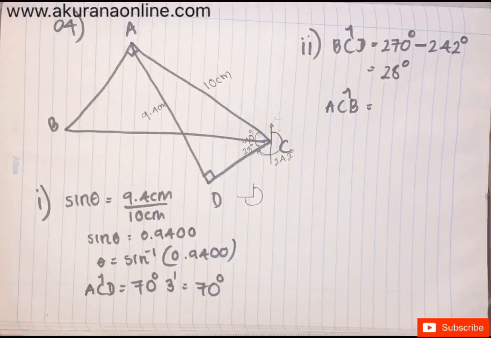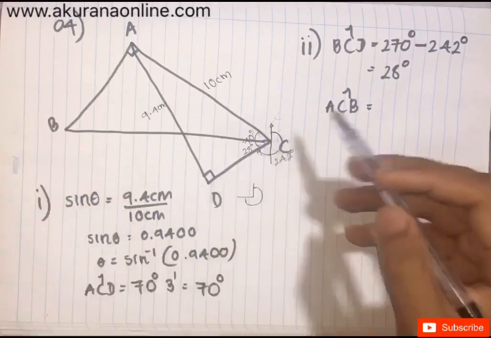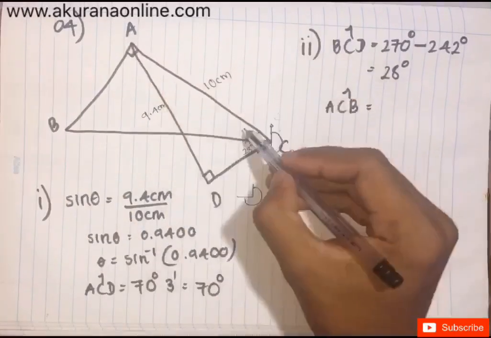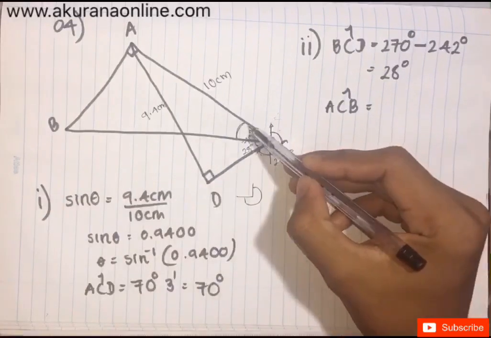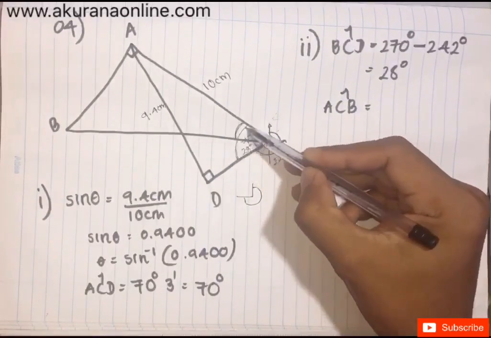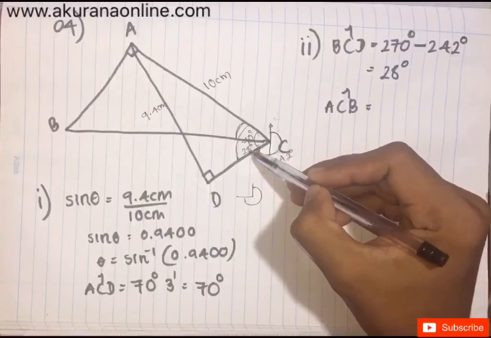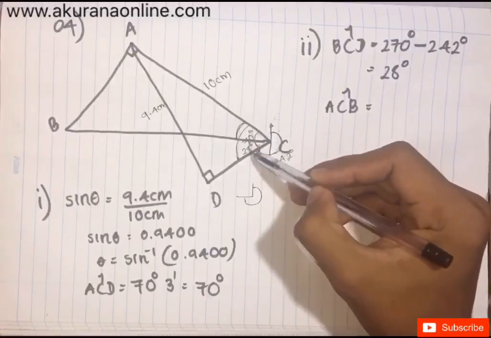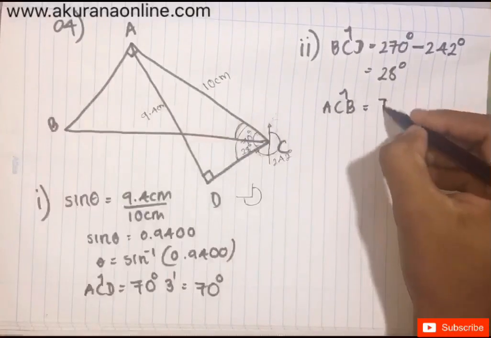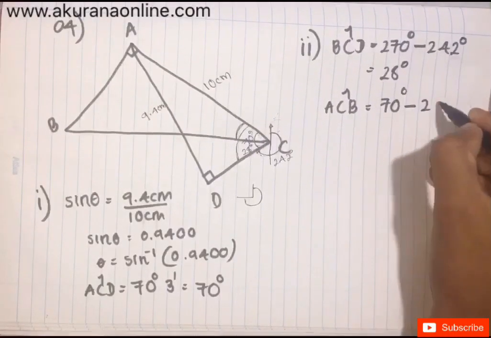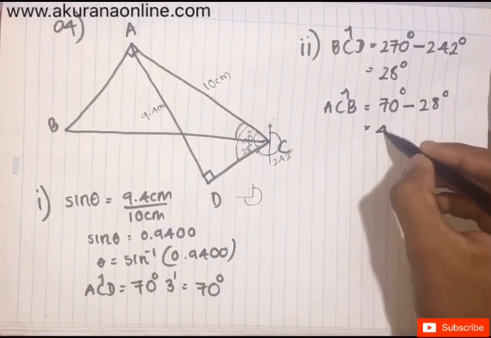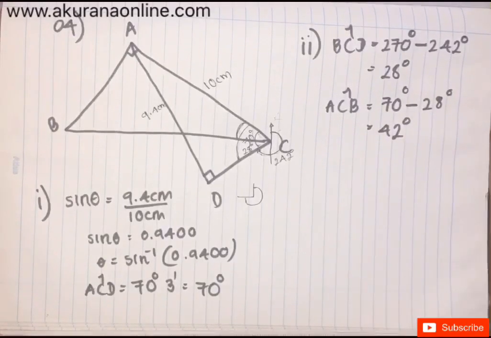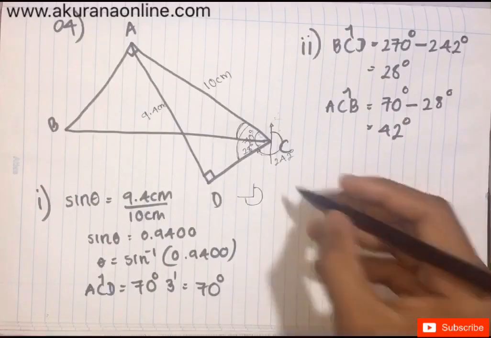How do you find ACB? Where is ACB? That is this part. ACB, this part. That is simple. You can do it this way. Since you have already found out that this total angle is equal to 70, and also you know this small angle is equal to 28, then from 70 let us subtract this 28. From 70 degrees, let us subtract 28 degrees. That will give you 42 degrees.